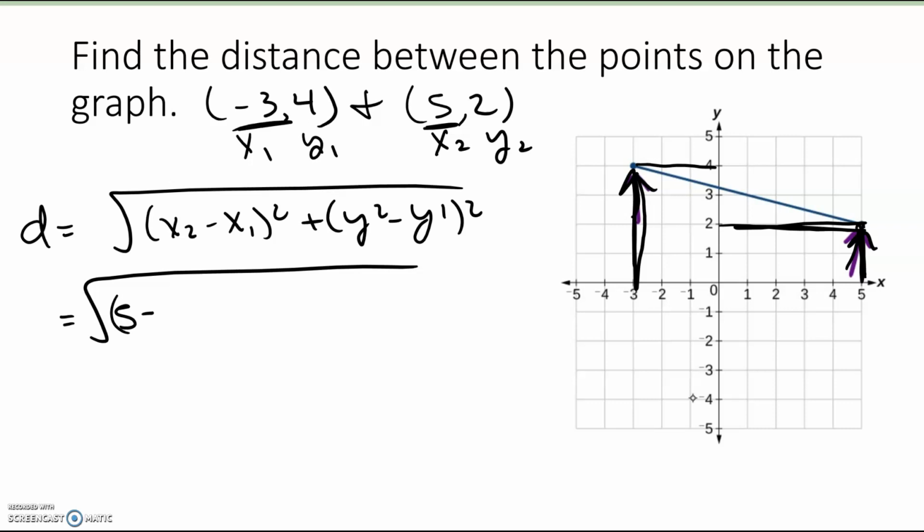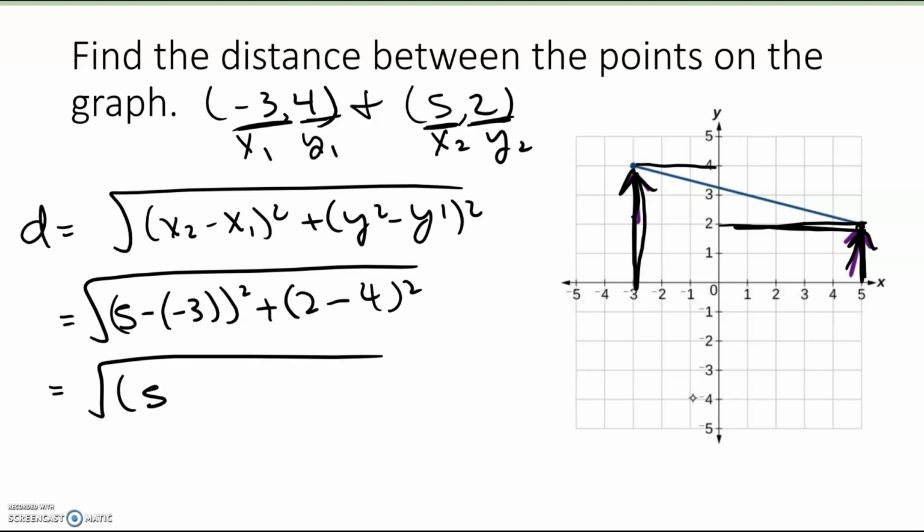My x sub 2 is 5, minus x sub 1 is a negative 3. Be careful with that negative. My y sub 2 is 2, minus my y sub 1, which is 4, that's squared. So this is going to be 5, a negative times a negative is a positive 3.